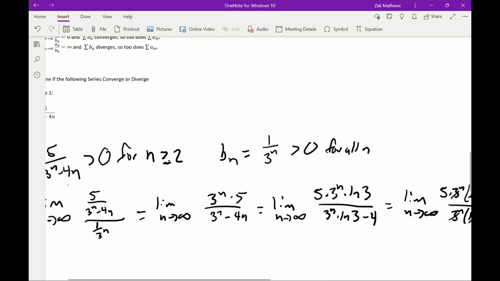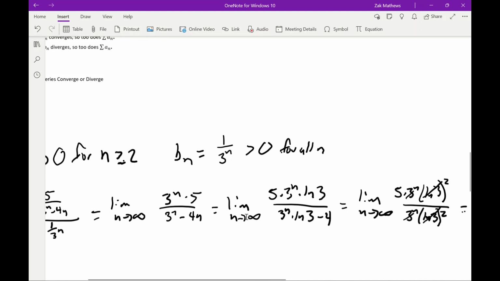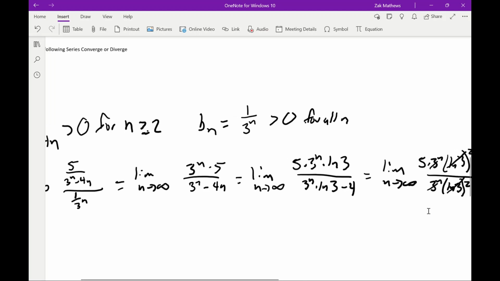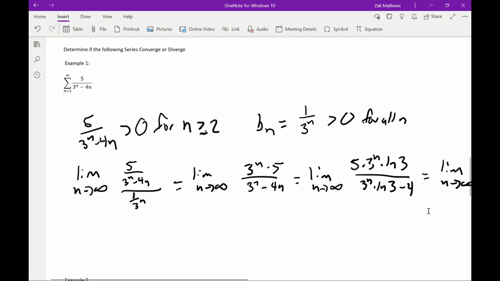Again, I think we could have probably looked at it in the very first step and seen that this is going to go to 5 as that eventually is going to disappear. So you don't necessarily have to show all the steps of L'Hopital's, but we need to convince ourselves that the limit is equal to some number. In this case, the limit is equal to 5. So remember that because the limit is equal to 5, that tells us that this 1 over 3 to the n power works for our limit comparison test. We get a limit value between 0 and infinity, so they will do the same thing.